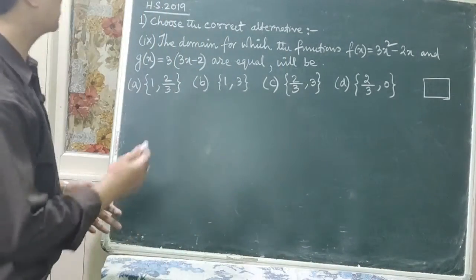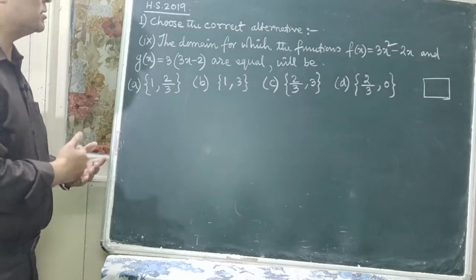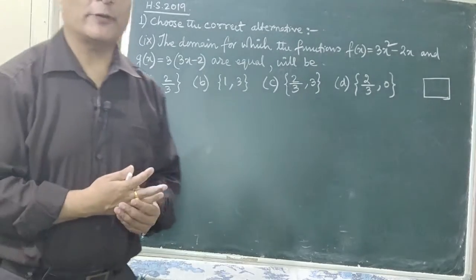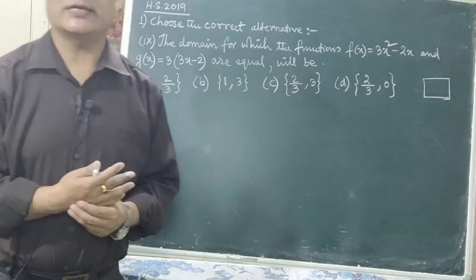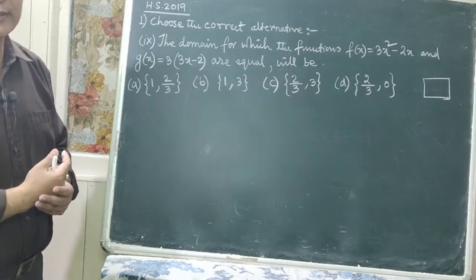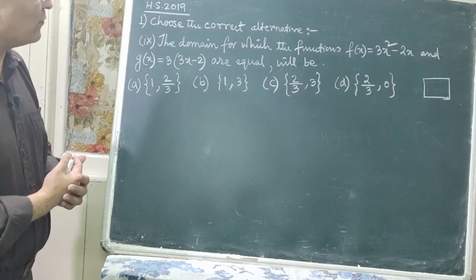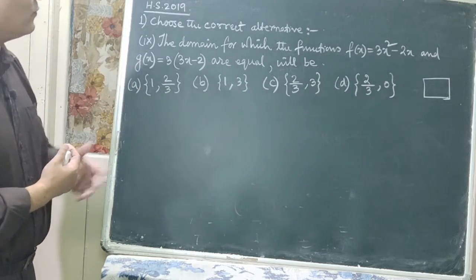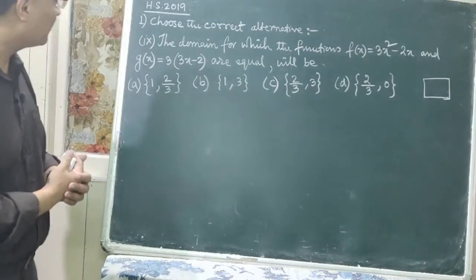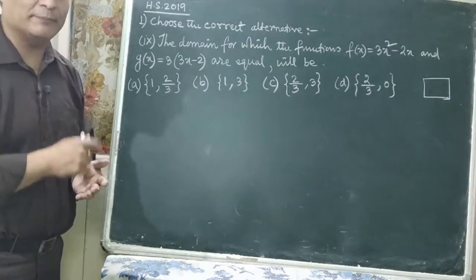Now we'll do the next question, that is from HS 2019. So this is question number 1. This is also from the objective type of question, and this is from the part B section, and this question carries 1 mark. So question number 1 is you have to choose the correct answer. So question number 9 is the domain for which the functions f of x is equal to 3x square minus 2x and function g of x is equal to 3 into 3x minus 2 are equal will be.